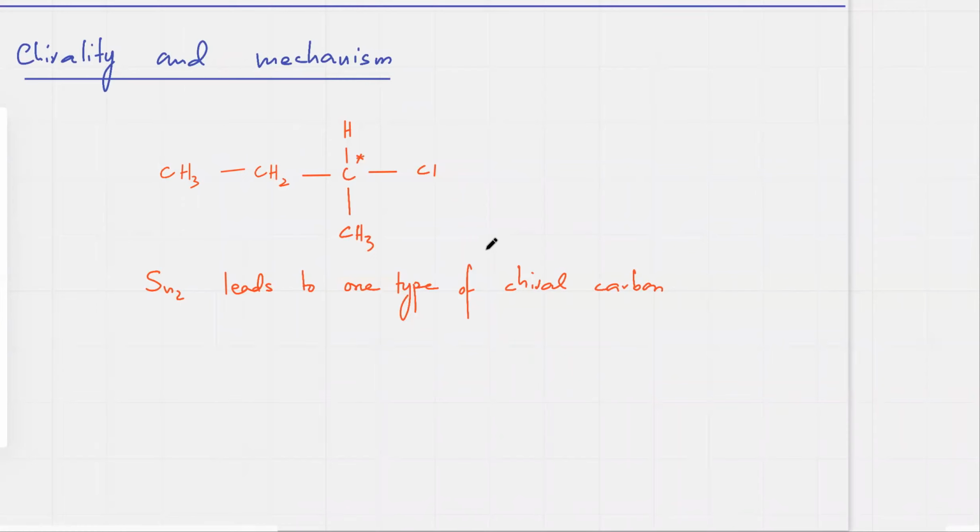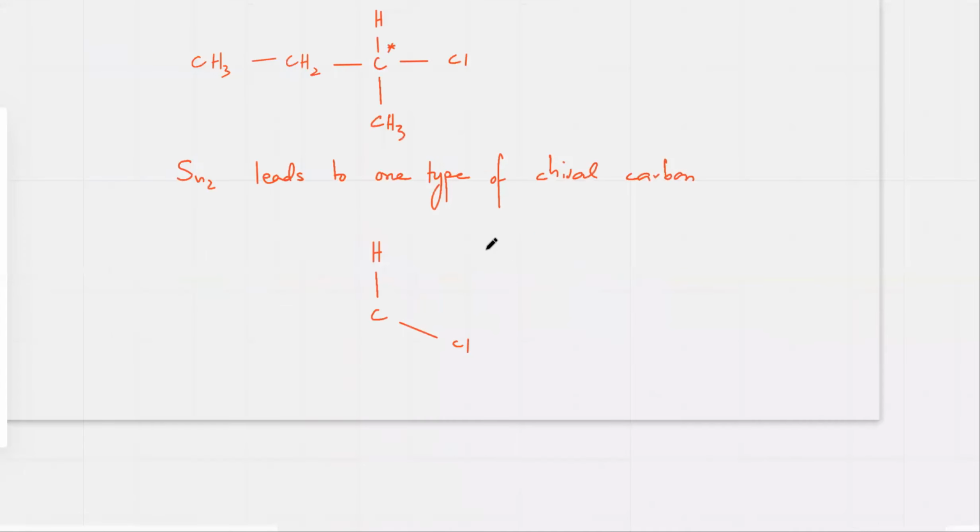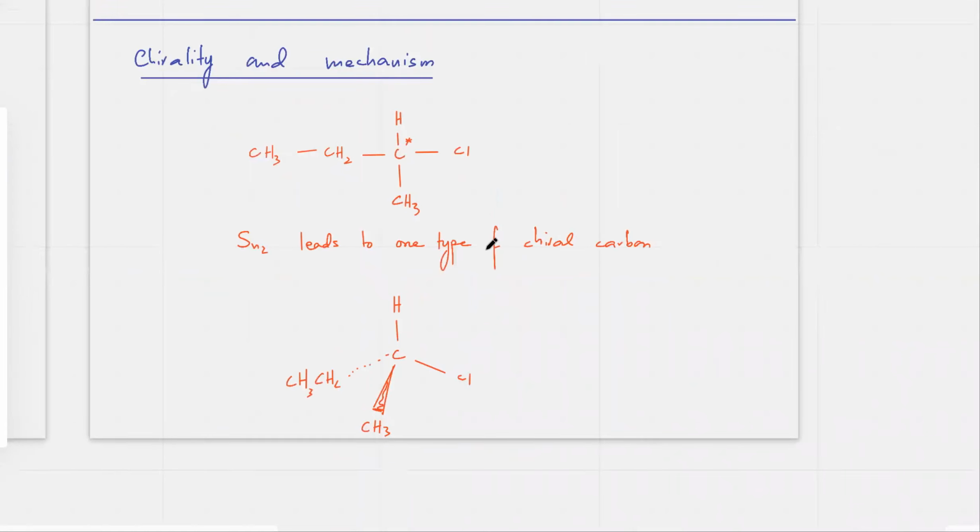Let's say you have this molecule, right? The three-dimensional shape of this molecule is this thing. It's an H with a Cl, and it's got a CH3, and it's got this carbon chain, which is CH2 and CH3. So right now it's clearly a chiral carbon molecule.